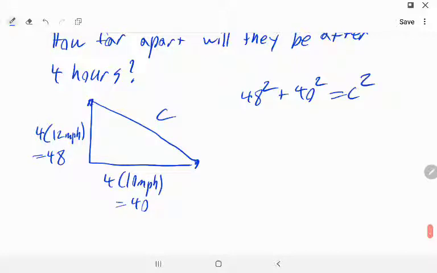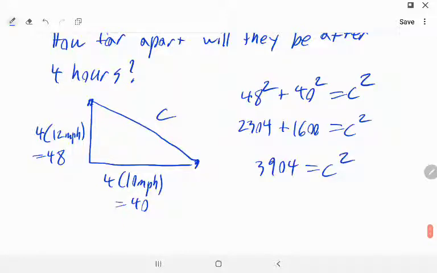And so we notice that if we square 48, we're going to get 2304. Let's double check that. 1600 plus 640 is 2240, plus 64 is 2304, plus 1600 equals C squared, and so we know we're going to get 3904 equals C squared. And so at that point we'd probably use a calculator.